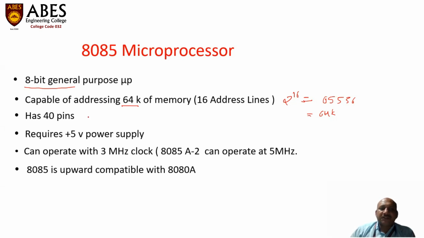It is a 40-pin IC. It requires a 5-volt power supply. It can operate at two speeds. Initially it could run at 3 megahertz, but later on it could also run at 5 megahertz. And its instruction set is compatible with the older version, that was the 8080.